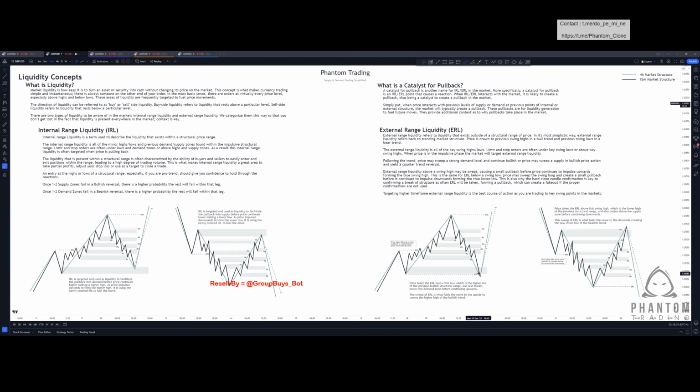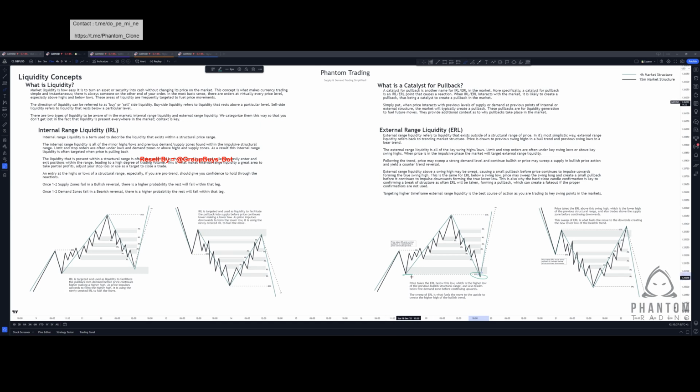So price takes the external range liquidity below this low, which is the higher low of the bullish structural range, and also trades below the demand zone before continuing upwards. And as we described in internal range liquidity and external range liquidity, or more specifically catalysts for pullbacks, which link both of these together, a catalyst for pullback is going to be the combination of lows in the market and demand zones, or highs in the market and supply zones.